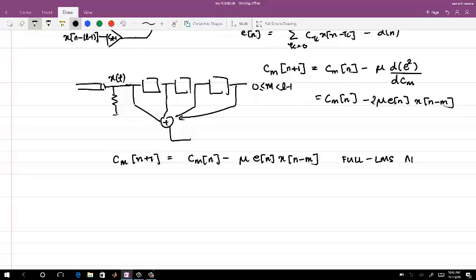And you know this x of n will turn out to be a random variable. Plus, it can be both positive and negative. So in a mean square sense, you are optimizing the coefficient.